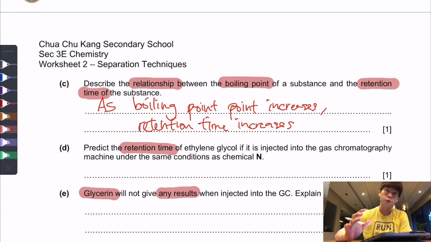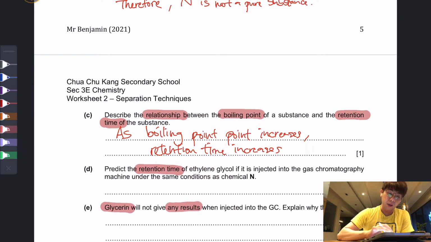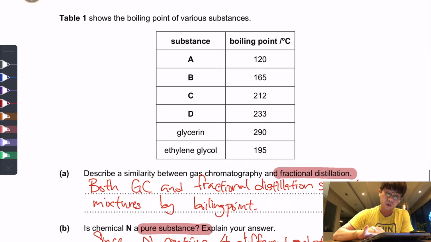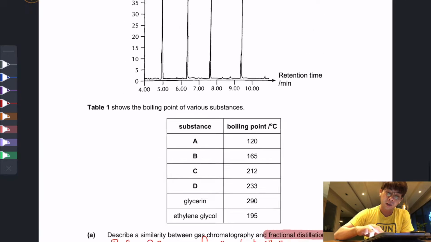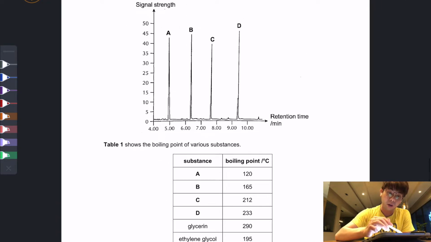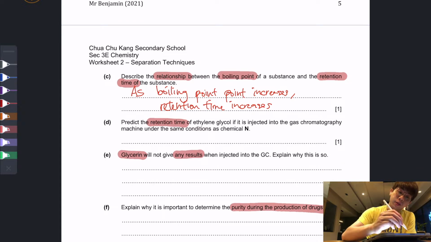Now, next question, I need to predict the retention time of ethylene glycol. So I'm looking at the relationship. Ethylene glycol has a boiling point of 195, which I can see is in between B and C. So I need a time that's around between B and C. It's quite obvious I should use this number over here, 7. So my prediction is that it takes 7 minutes.